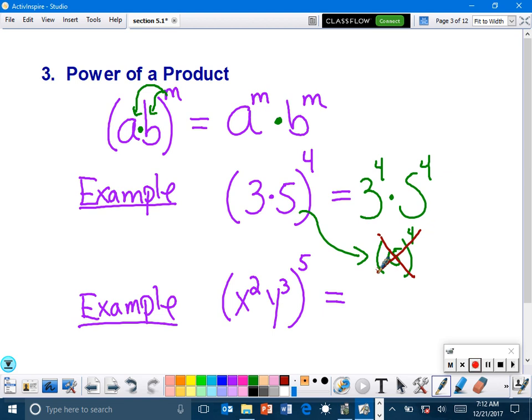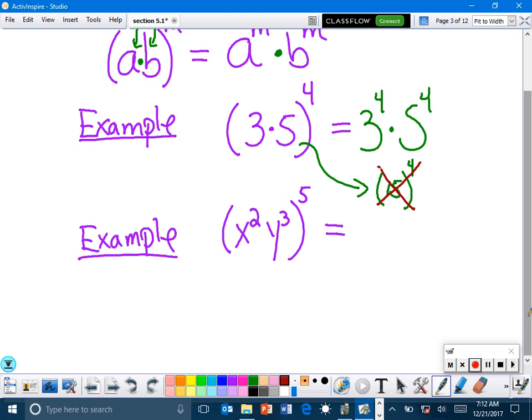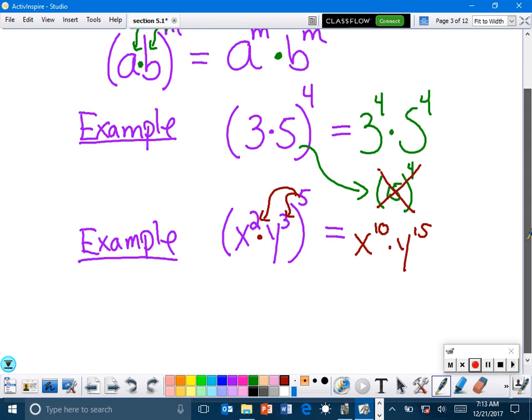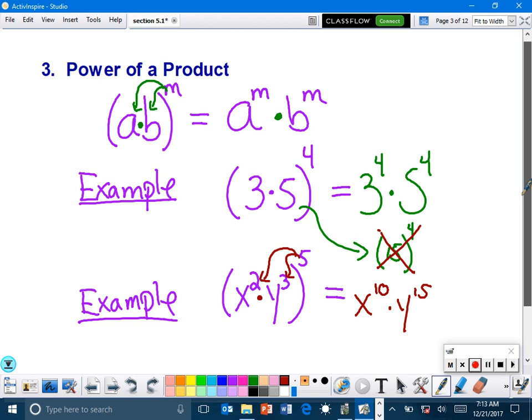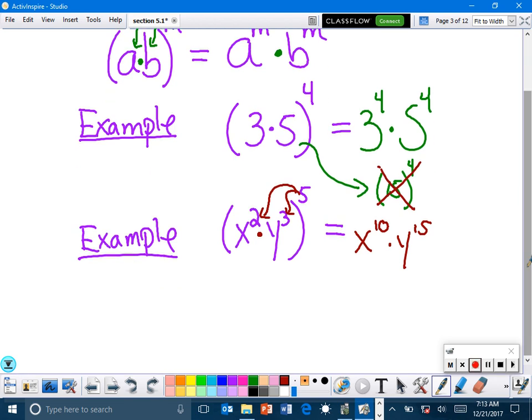Same thing with this next one. Notice this one, however, we have x squared times y cubed. We're going to multiply the 5 to both of those exponents. So this becomes x to the 10th times y to the 15th. Again, property number 3 is a power of a product. Moving on.